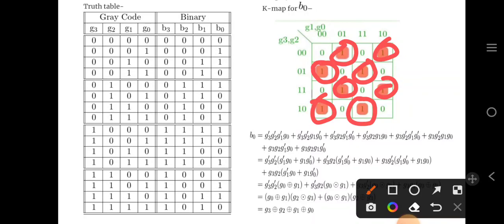So this is a vice versa condition: if the group is large then the equation will be small, and if the group is small then the equation will be large. Here you can see there are small groups. How many? 8 groups of ones. So the groups are very small, so the equation will be lengthy. So one by one we have written the variables. So this is G3 dash, G2 dash, G1 dash, G0.